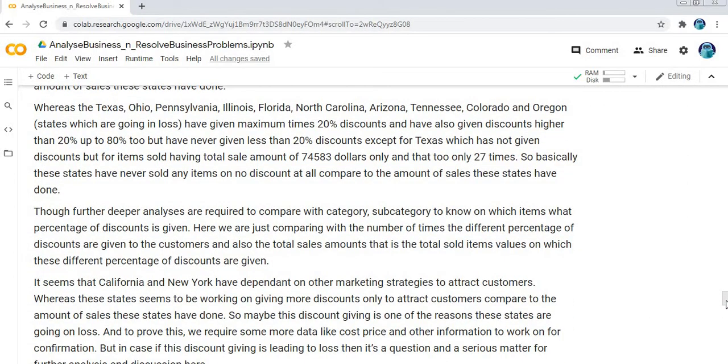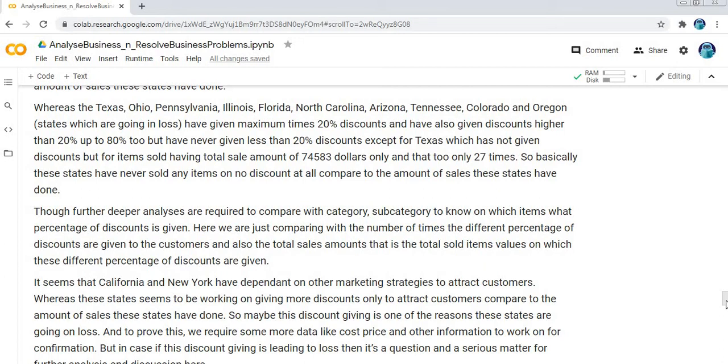So basically these states have never sold any items with no discount at all, compared to the amount of sales these states have done. What it means is that whatever the sale, it is making very little sales. And on very little sales, they have given discounts from 20% up to 80%.